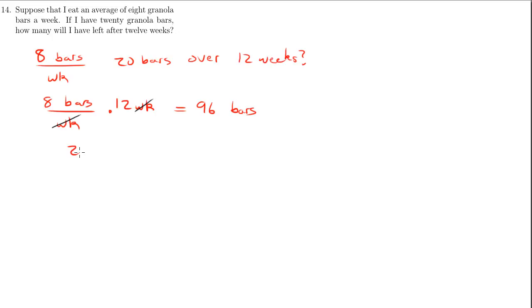And we started with 20 minus 96. So that's either going to be a negative 76 bars, which would tell me I need 76 more, or simply none. I will have run out long before 12 weeks. I am partial to this answer. None.